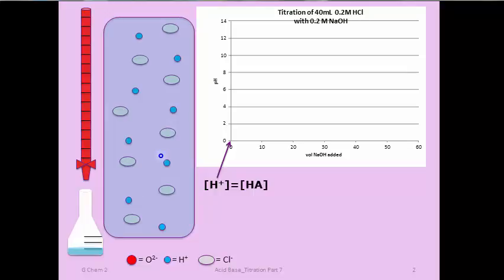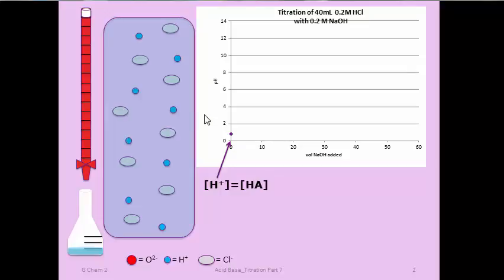And as the base is added, you're going to see how it interacts, and consequently we can figure out the pH. But the starting point on the titration of an acid with the base is, because it's a strong acid, whatever the concentration is immediately the concentration of H+. Take the negative log of that, you have the proper pH.